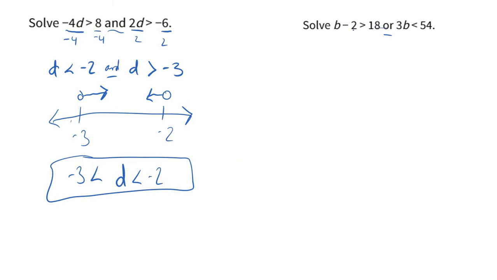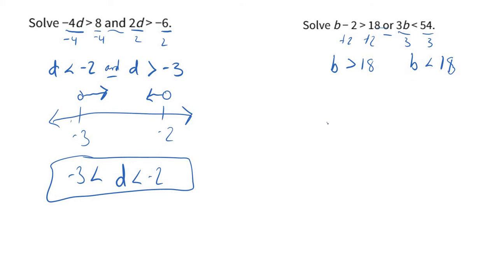Okay, what if it's an "or" statement? Well, very similar. Just solve both equations. So we're going to add 2 to both sides here. So b is greater than 18. And for this one, let's divide by 3. So b would be less than 18. Less than 18 right there. So b is greater than 18, or it's less than 18.